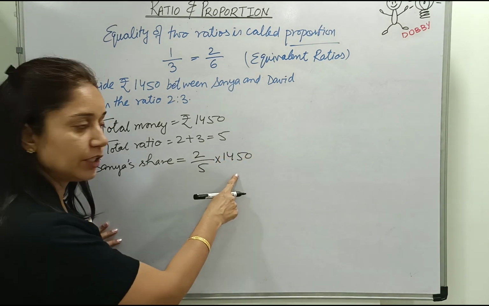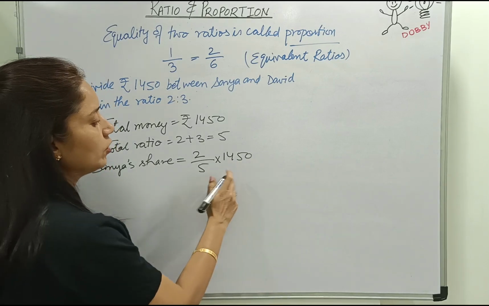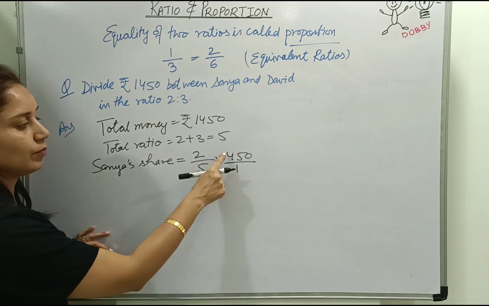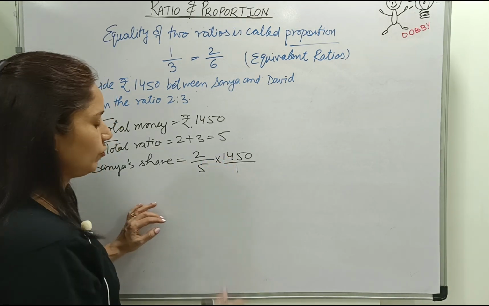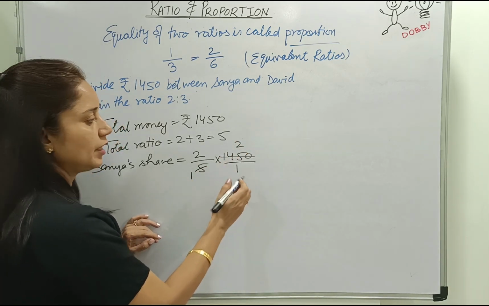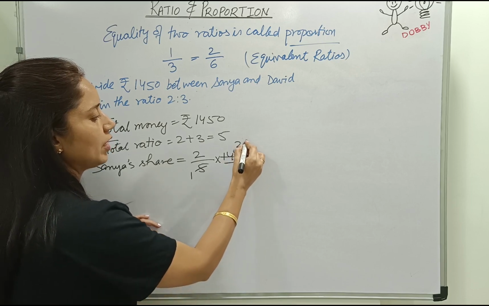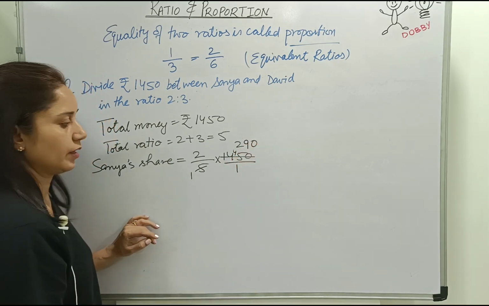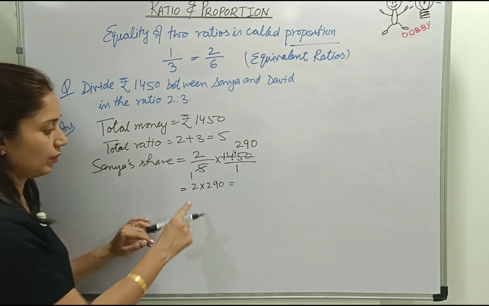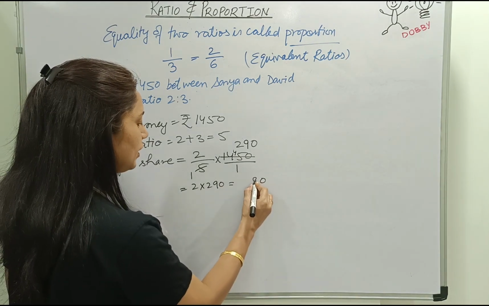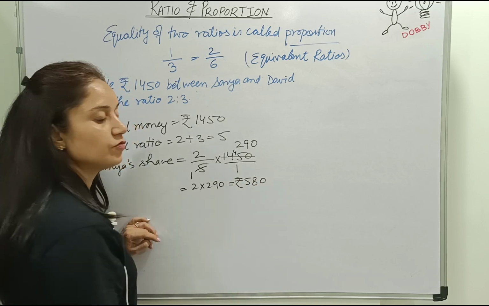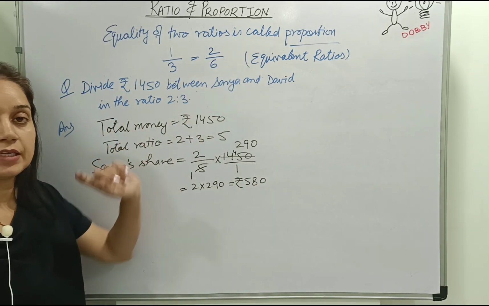What is shared? Money is shared, no? So that has to be multiplied. No denominator here, so let us put 1. 2 upon 5 multiplied by 1450 upon 1. Cuttings, 5 ones are 5. 5 twos are 10, 4 left becomes 45, 5 nines are 45 and 1 zero at the back. It becomes 2 multiplied by 290. Let us multiply further. 2 zeros are 0, 2 nines are 18, carry 1, 2 twos are 4 and 1, 5. Rupees 580 Sania will get.